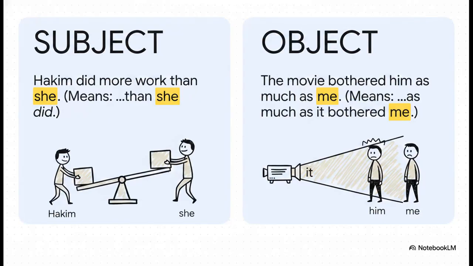Now, this is really fascinating because this slide shows how your pronoun choice can completely change what a sentence means. Look at the first one. Hakeem did more work than she really means than she did. She is the subject. But look at the second one. The movie bothered him as much as me actually means as much as it bothered me. In that case, me is an object. Filling in those missing words is the only way to know for sure what you're trying to say.